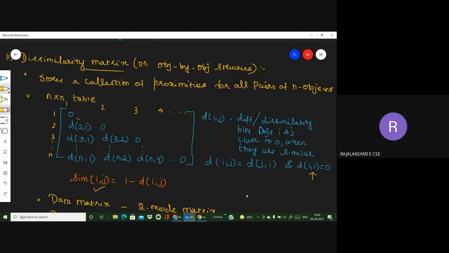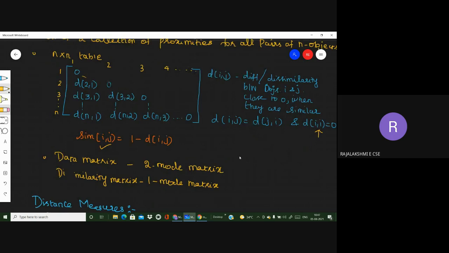I told you, two data structures we are using. One is a data matrix, another one is a dissimilarity matrix. Basically, this dissimilarity matrix we are going to use up to 50 units. Okay, right, fine. So this data matrix is a two-mode matrix. Why am I calling this data matrix a two-mode matrix and the dissimilarity matrix a one-mode matrix? What is the reason?